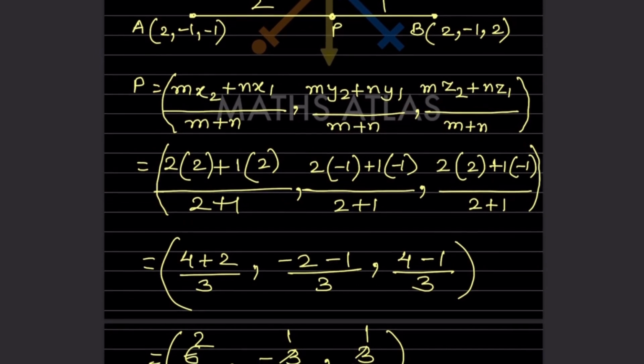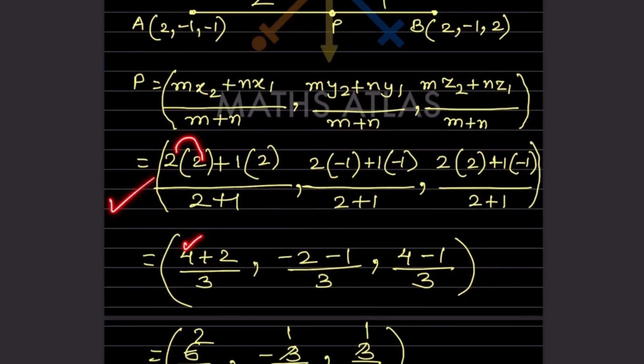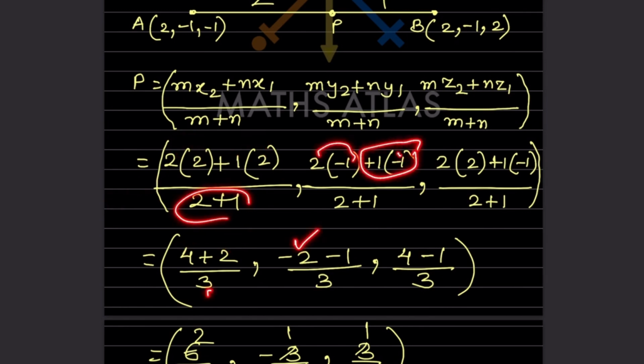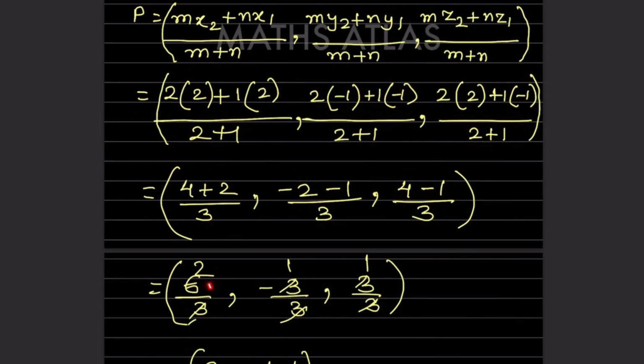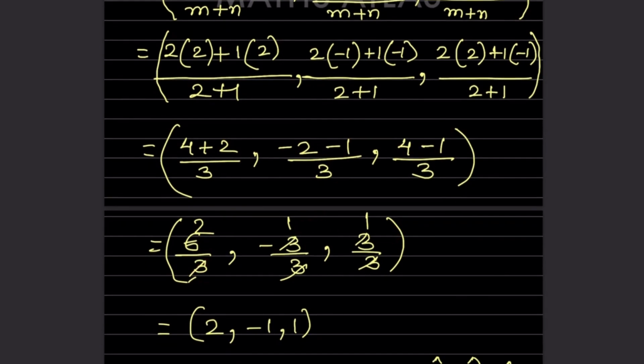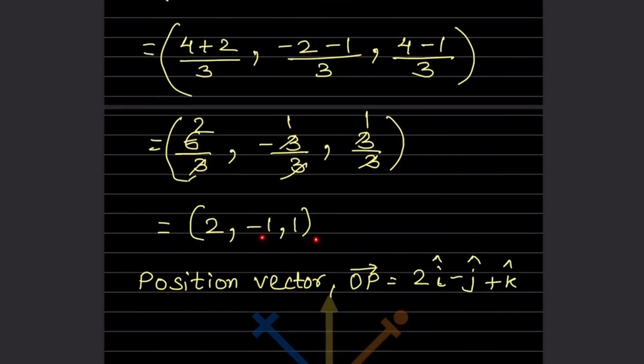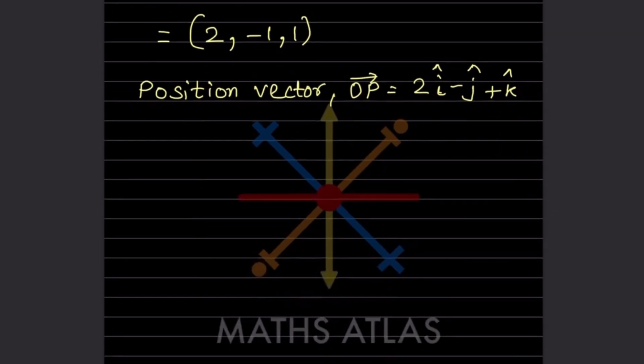Now I'll skip this step. This will be 4, 2 divided by 3, then it will be -2, -1, and this is going to be 3, 4, -1, and this is going to be 3. So what is this going to be? 6 by 3, -3 by 3, and this is going to be 3 by 3. So this will be 2, this is going to be -1, and this is going to be 1. So what we get here is 2, -1 and 1. So we can write the position vector of P as 2i, this is -1 so -j, and plus k. So this is the answer.